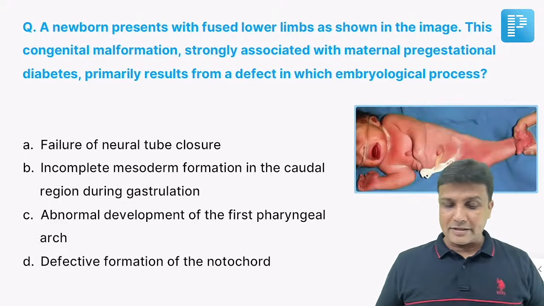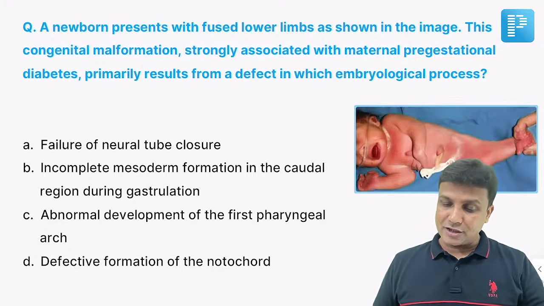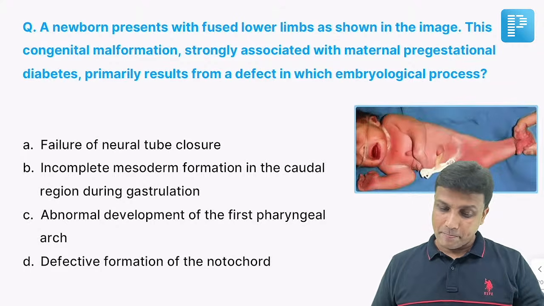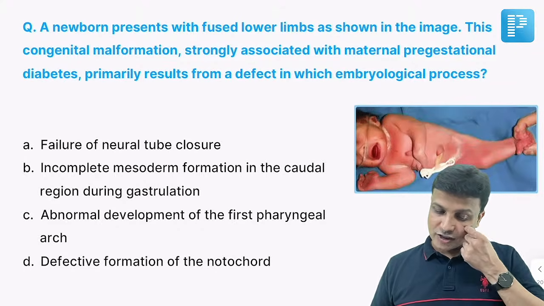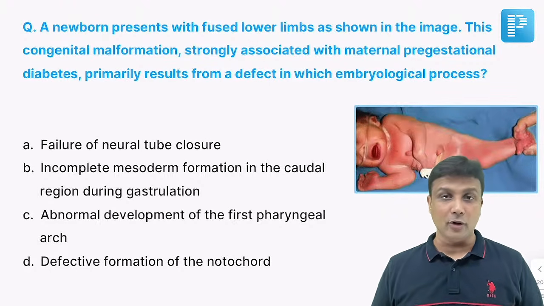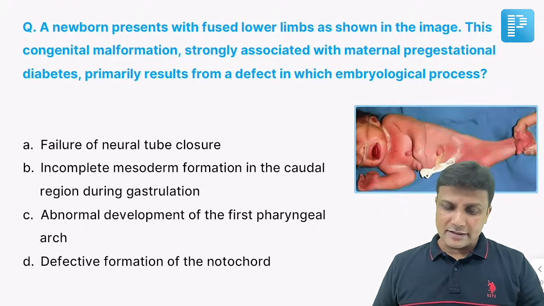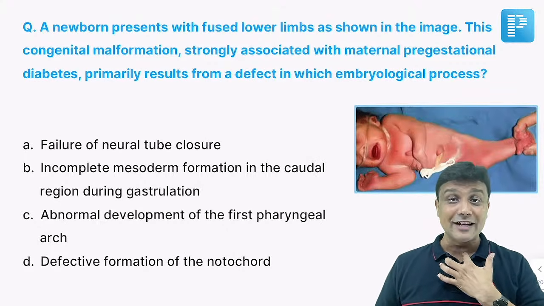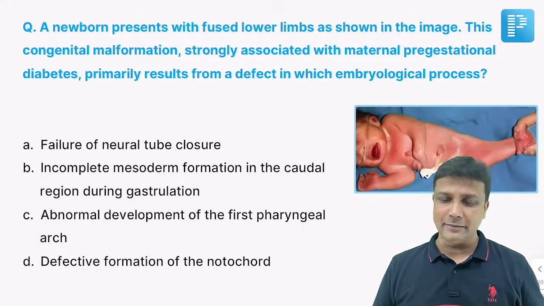A newborn presents with fused lower limbs as shown in the image below. This congenital malformation, strongly associated with maternal pre-gestational diabetes, primarily results from a defect in which of the embryological processes here? Okay, now in this given image, if you are able to observe, it is actually sirenomelia, what we call mermaid syndrome.